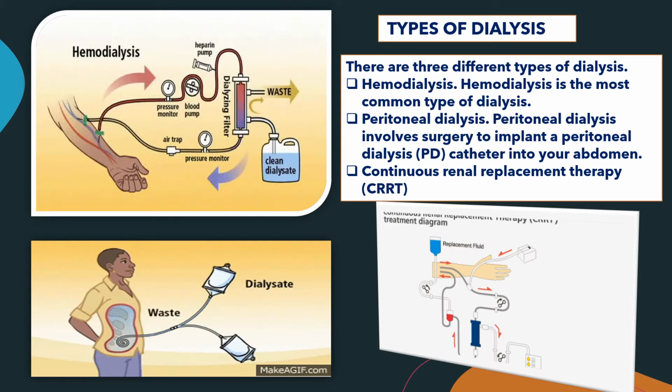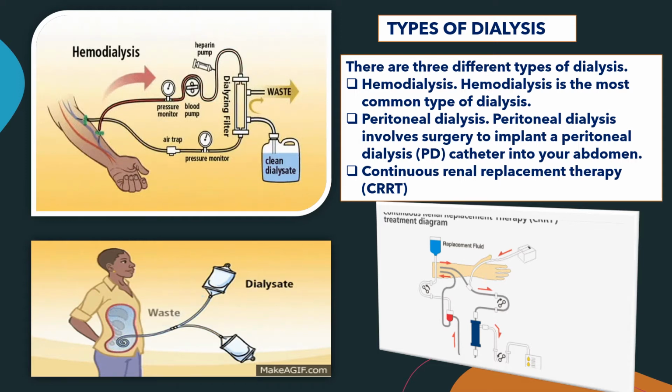Now the types of dialysis. There are three different types of dialysis. First one is hemodialysis. It is the most common type of dialysis. You can see it in the first diagram. Hemodialysis has been shown.